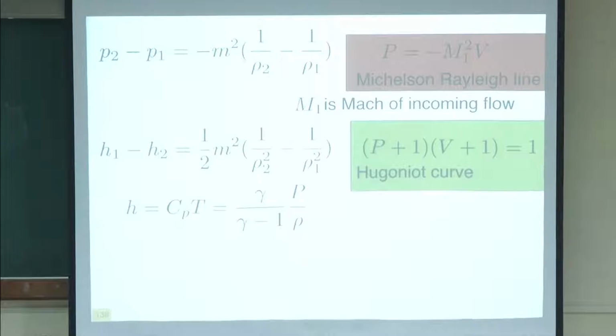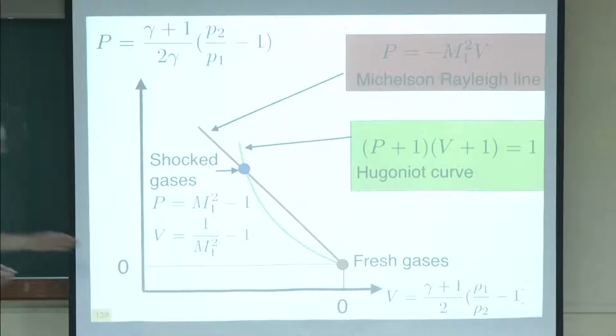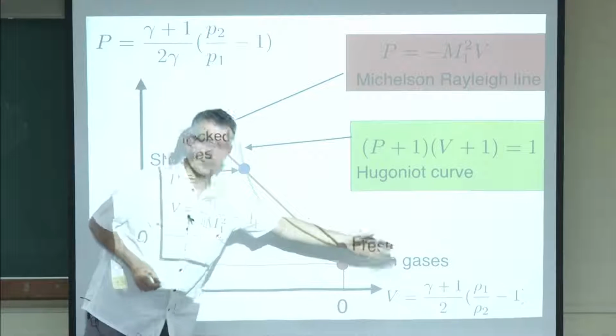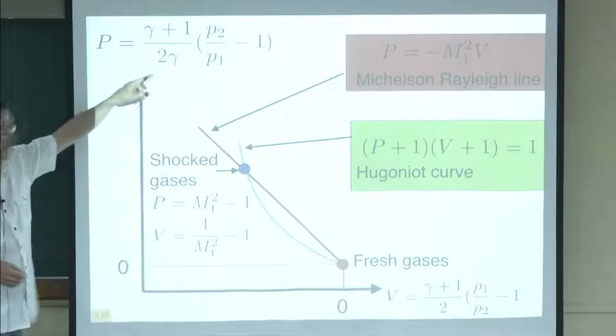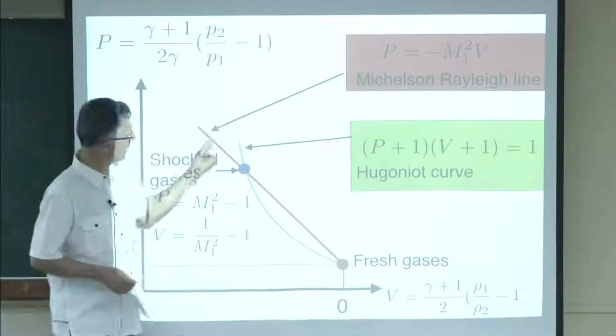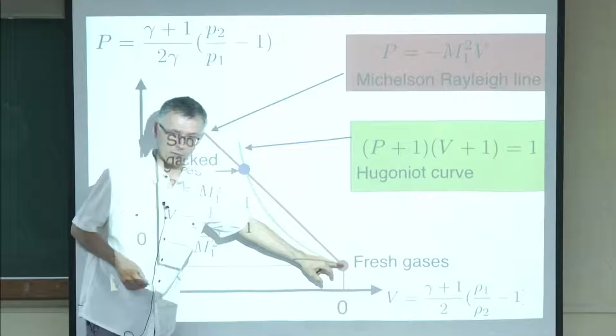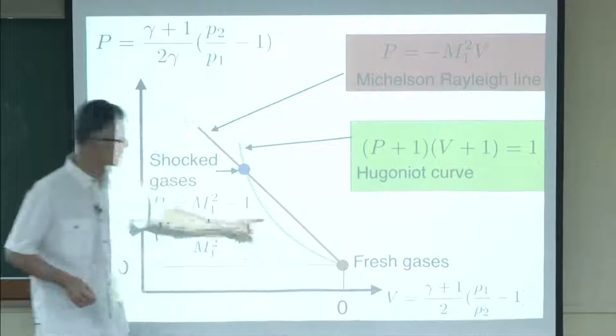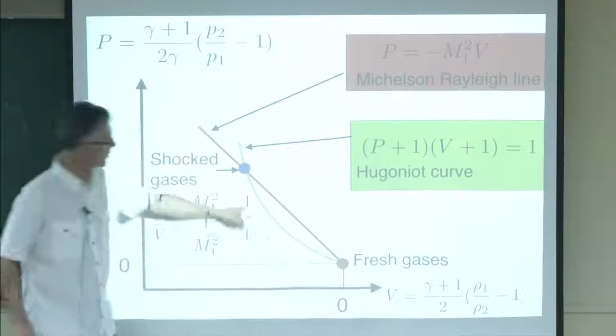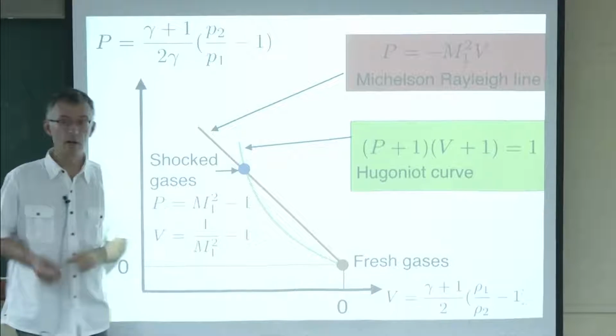So the first one is usually called the Michelson-Rayleigh line, and the second one is the Hugoniot curve. If you plot them in a diagram, where V is the ratio of densities and P is the ratio of pressures, you see that this first line goes through this point. This is the fresh gases. And the second one, the Hugoniot curve, also passes through it, but has this interesting shape. And here you have a second point.